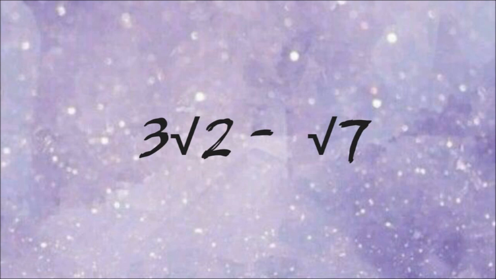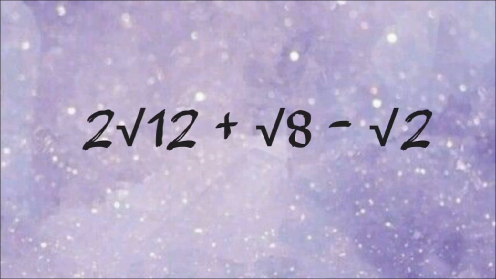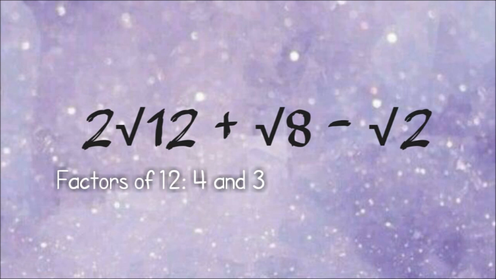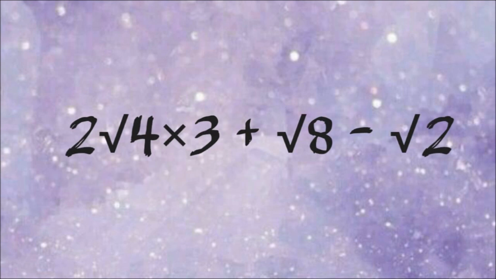For the second operation, square root of 7 doesn't have a match. Well, just like me, but therefore we copy it as well. This means the answer would be 3 square root of 2 minus square root of 7. Now, some roots can be simplified. For example, 2 square root of 2 plus square root of 8 minus square root of 2. 12 can be factored into 4 and 3. We leave 3 behind, and since 4 is a perfect square, we take its square root, which is 2.